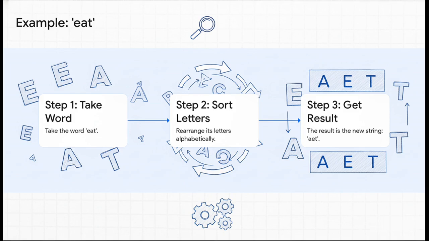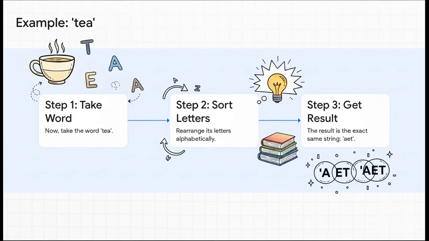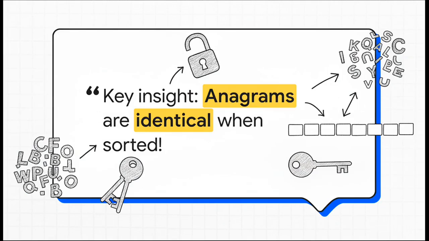Pretty simple, right? Okay, now for the fun part. What happens if we do the exact same thing to one of its anagrams, like tea? We break it down to T, E, A, sort them, and look at that. We get the exact same result, AET. And that is the big aha moment. And this right here is the heart of the solution. It doesn't matter how jumbled the letters are. If two words are anagrams, once you sort their characters alphabetically, they become identical. This sorted version, that's our magic key.